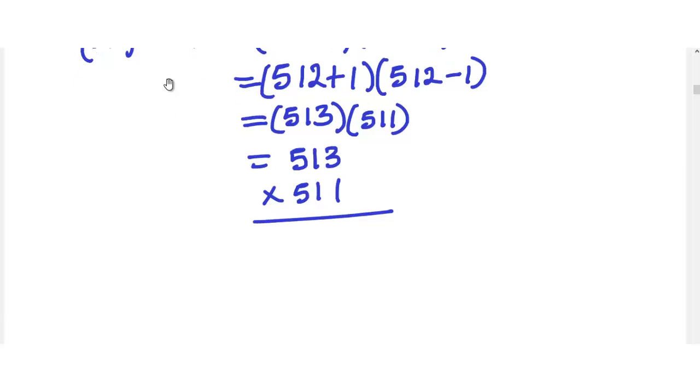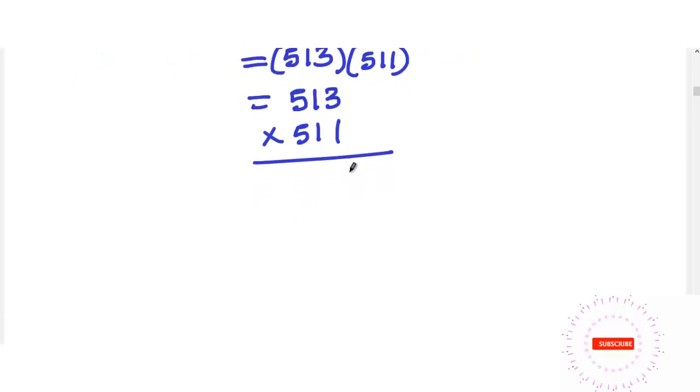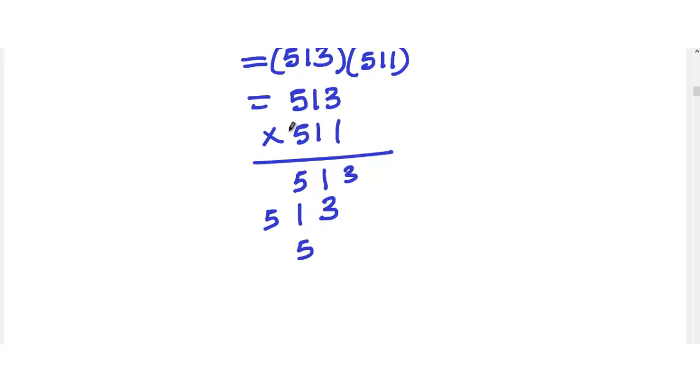All right, so 1 times 3 will give us 3. 1 times 1 will give us 1. 1 times 5 will give us 5. 1 times 3 gives us 3. 1 times 1 will give us 1. 1 times 5 will give us 5. Now the next one is 5 times 3. That is 15. You write 5, you keep 1. 5 times 1, 5 plus 1, that is 6. Then 5 times 5, that will give us 25.